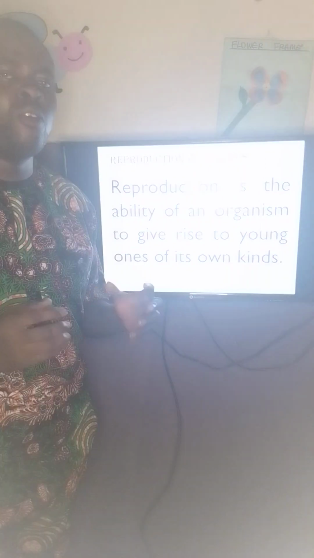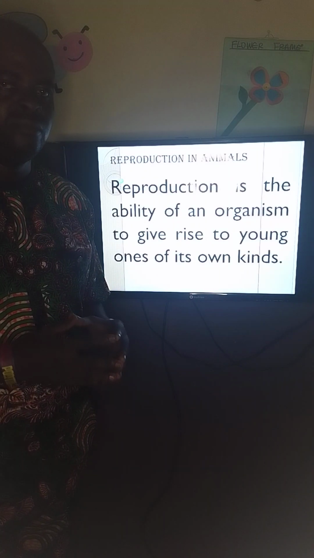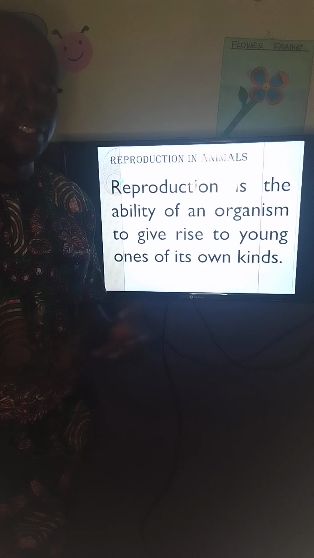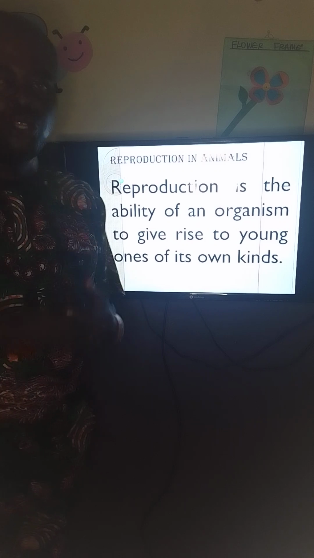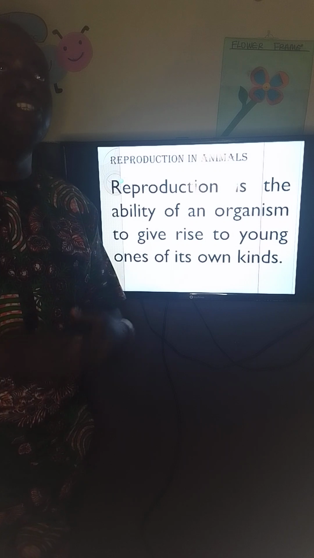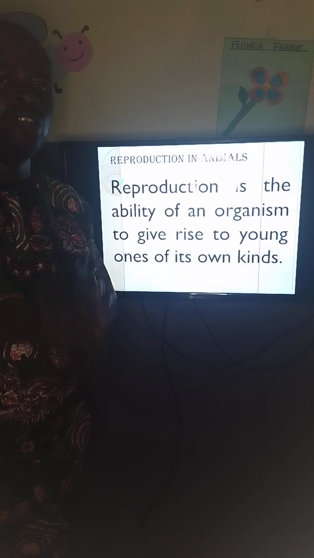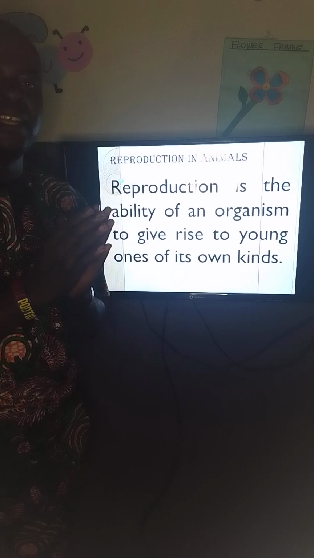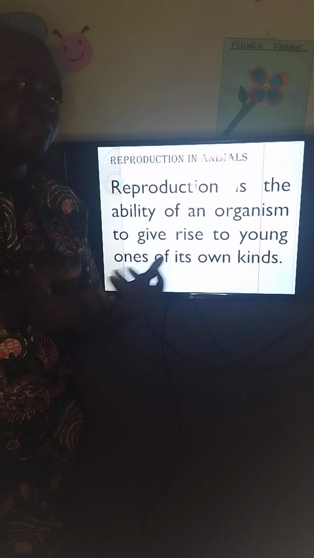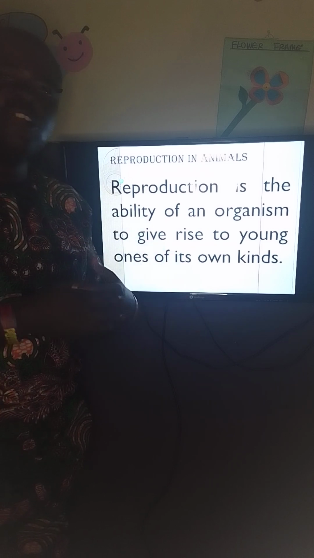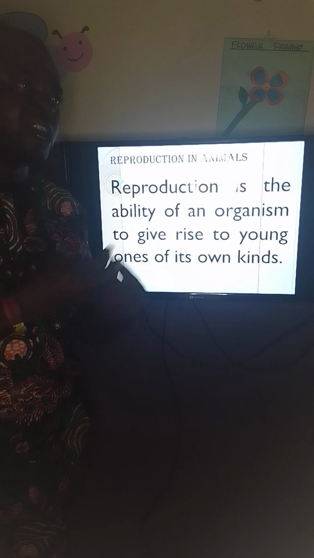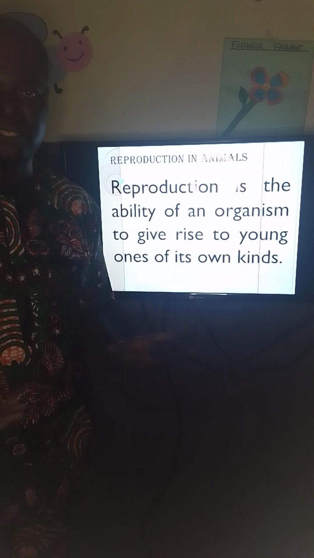Reproduction is the ability of an organism to produce young ones of its own kind. To produce, not to give birth. The word giving birth is not a general word. It is only specific to organisms that have a vagina, through which the child can come out. But organisms like plants don't have a vagina and they also reproduce. So it is better to say they give rise than to say they give birth.